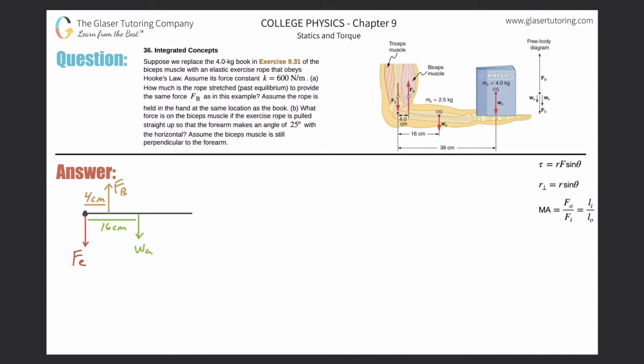Number 36. Suppose we replace the 4 kilogram book in exercise 9.31 of the biceps muscle with an elastic exercise rope that obeys Hooke's law. Assume its force constant K is equal to 600 newtons per meter. Letter A. How much is the rope stretched past equilibrium to provide the same force F sub B as in this example? All right. So basically what they're asking for is they're saying replace the book.